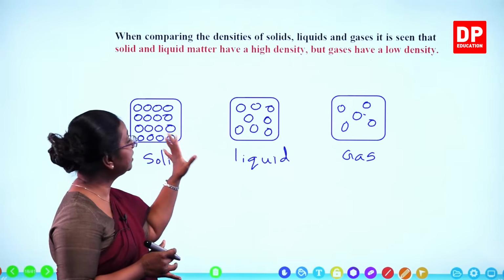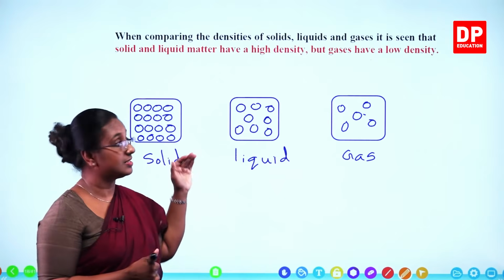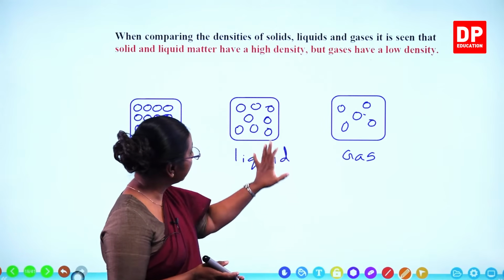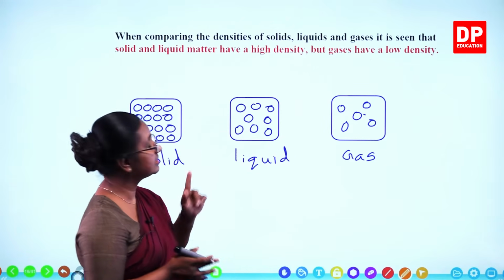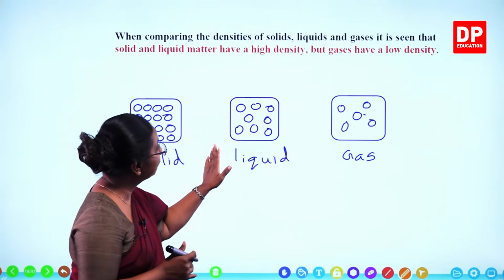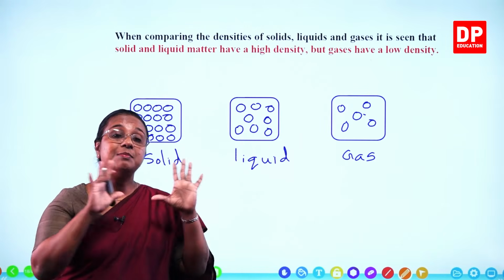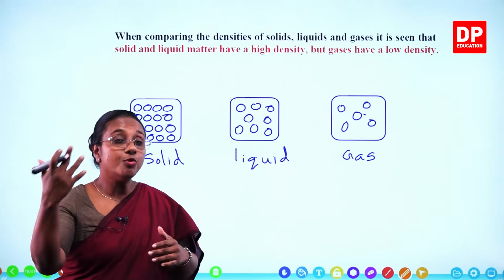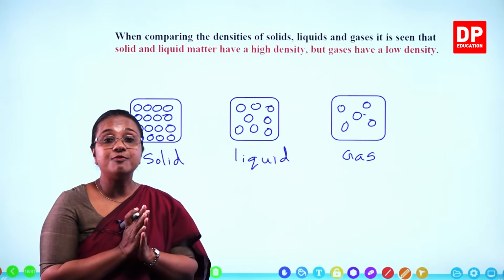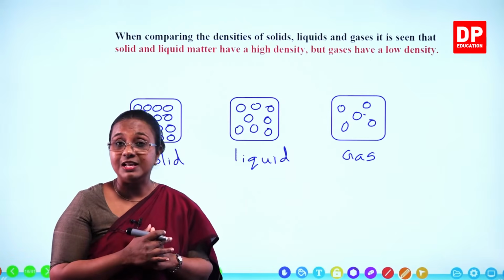When there are more particles, obviously the mass will be more, and we can say the particles are more dense. So solids have a higher density. If you take liquids, compared to gases they also have more particles inside, so they also have a higher density compared to gases. Whereas in gases, the particles are randomly arranged, with more space among them and fewer particles within an area. So within a particular volume, the density will be less.